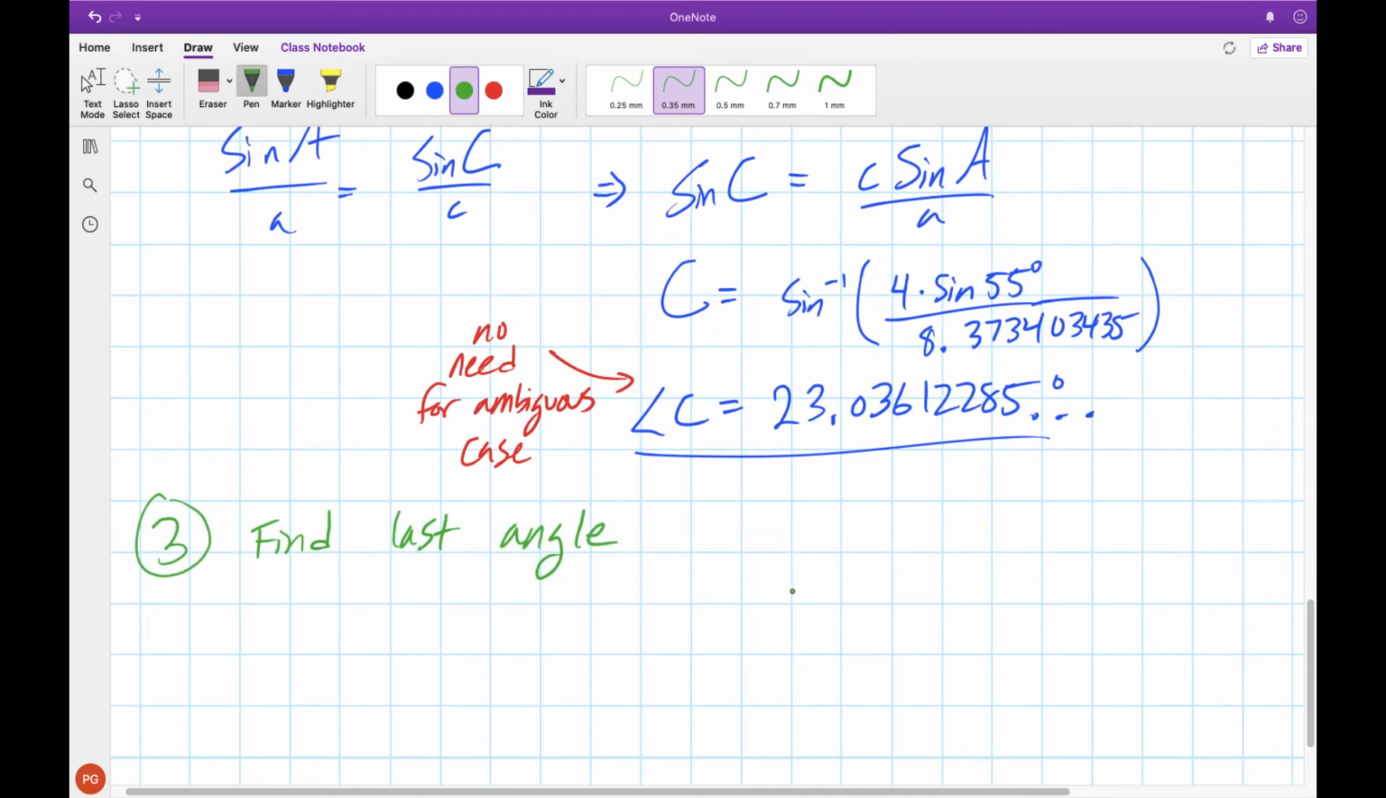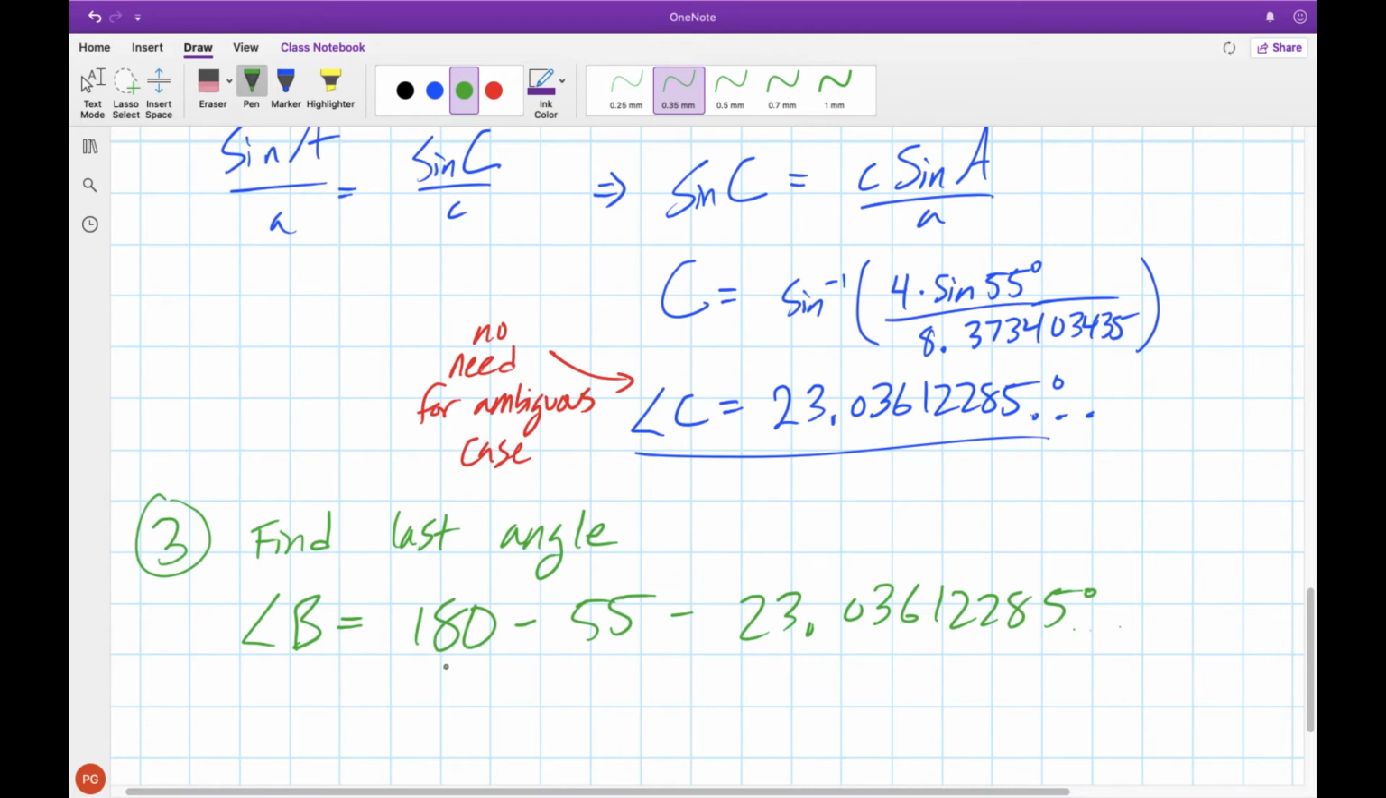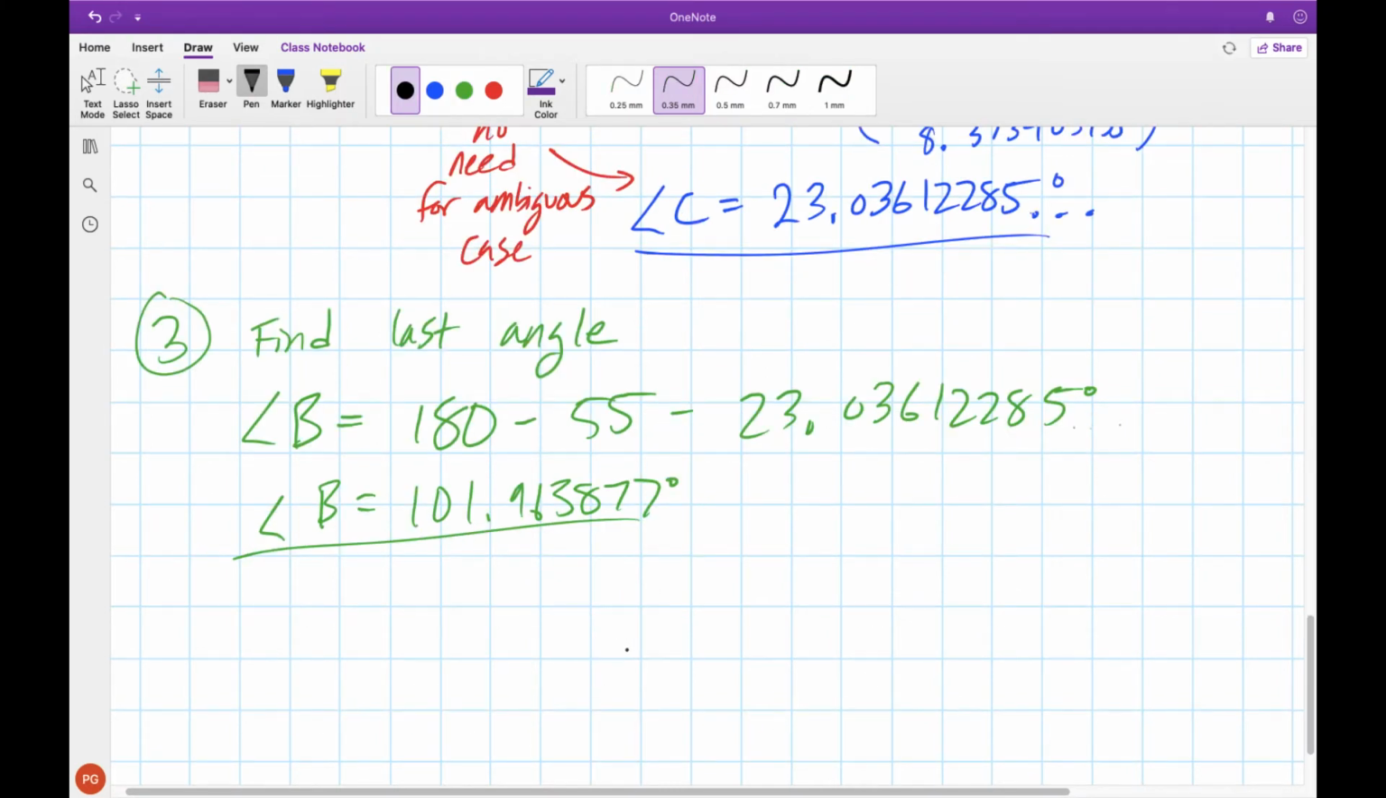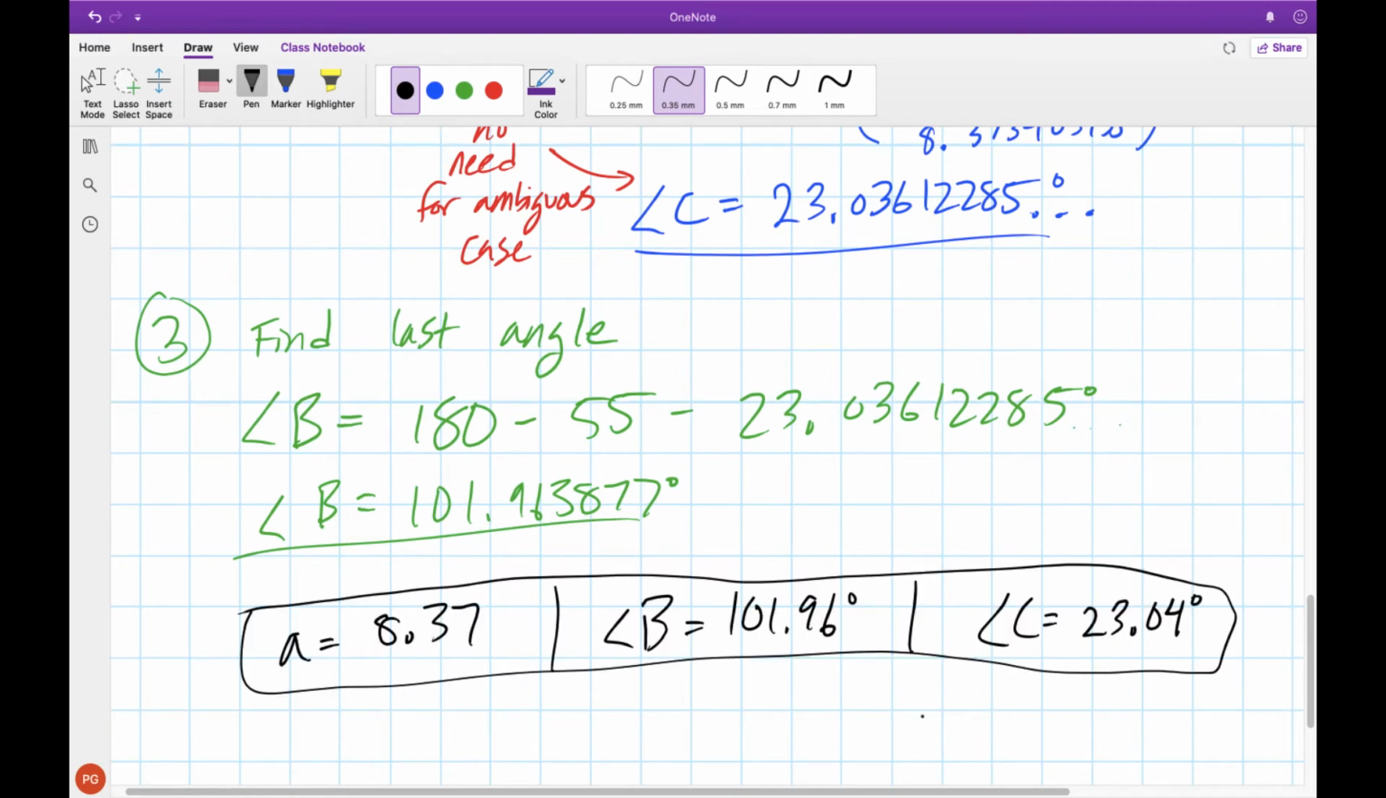Our last step is to find our last angle, and since we know the other two, we can just use the fact that all of the angles need to sum up to 180 degrees. So our missing angle, angle B, must be 180 degrees minus 55 minus 23.036, and we get our answer for our angle B. At this point, I haven't rounded any of my answers, so to answer my question, rounded to 2 decimal places, we would get this right here. When we use the cosine law for 2 sides and 1 angle, there is always only one answer.